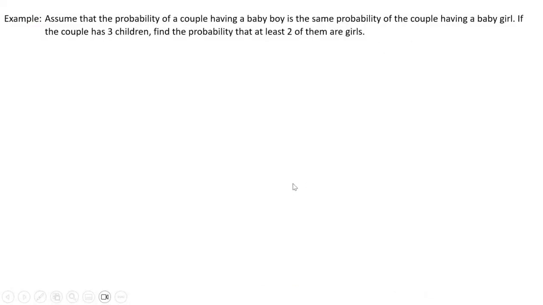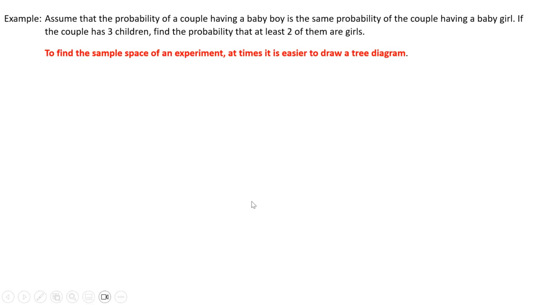Okay, now here's another example. Assume that the probability of a couple having a baby boy is the same probability of a couple having a baby girl. If the couple has 3 children, find the probability that at least 2 of them are girls. So for the sample space and for a visual, it's easier to draw a tree. Okay, here we go. Having 3 children, right? So this is a first birth. It can be a boy, right, or a girl.